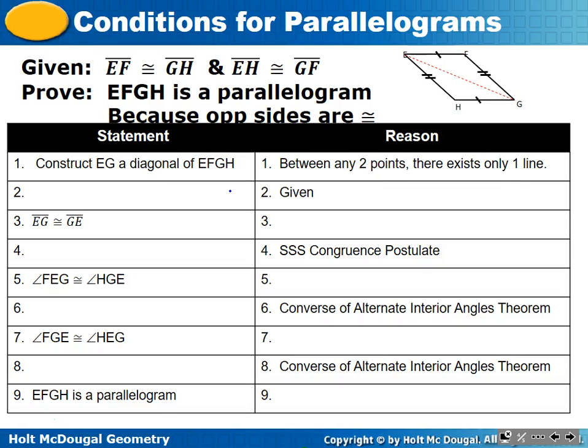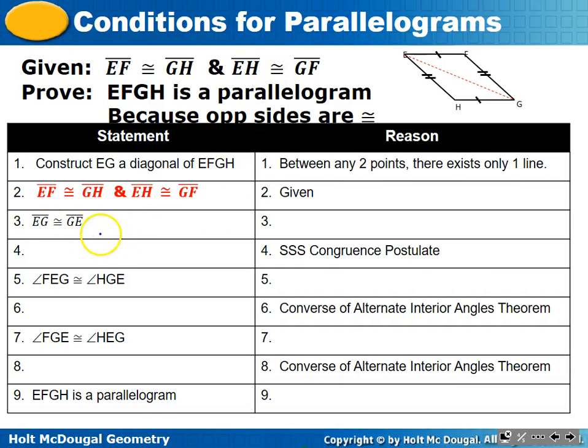And we're going to prove again that this is a parallelogram because opposite sides are congruent. So this time we have our given information. It's up here. We're going to go ahead and fill that in. Notice here it says EG is congruent to GE.